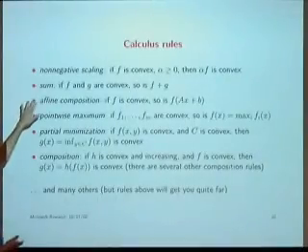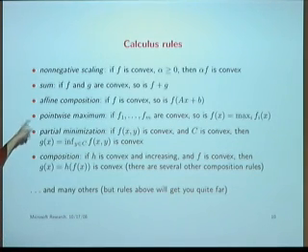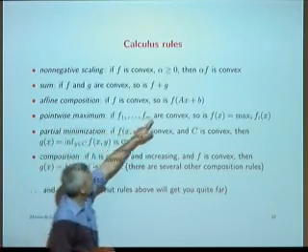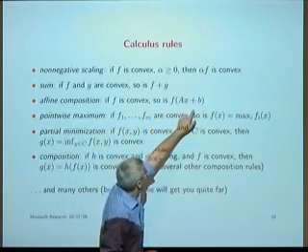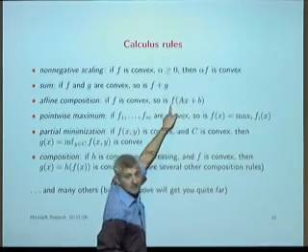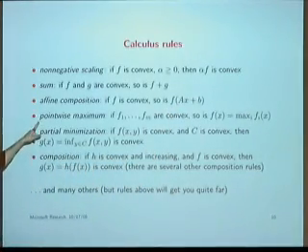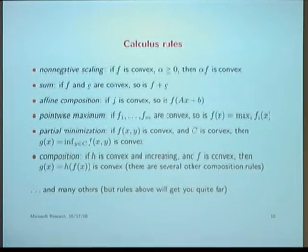So, some things are obvious. You have non-negative scalings. If you scale something, it remains convex if it's a positive constant. The sum of convex functions is convex. Affine composition: if f is convex, then if you precompose f with an affine mapping, this thing is convex. I mean, these are just very easy to verify. Pointwise maximum, that's maybe the first sort of non-obvious one.